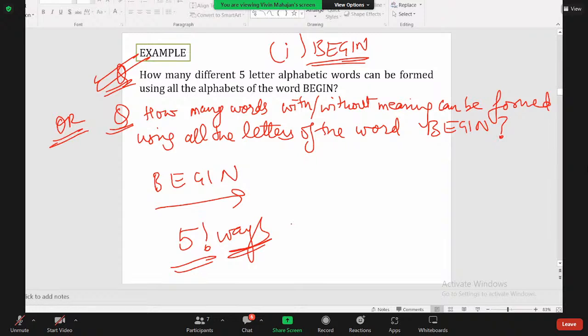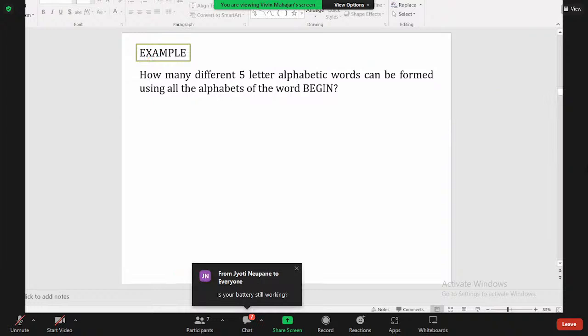Okay guys, moving on. Now, try out this question and tell me what will be the answer.